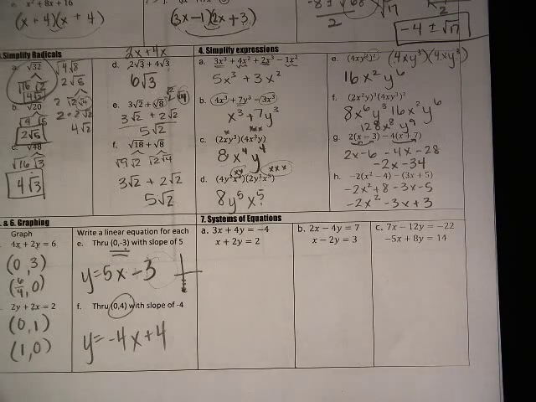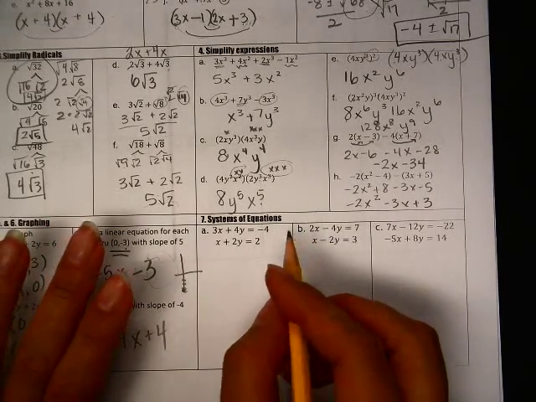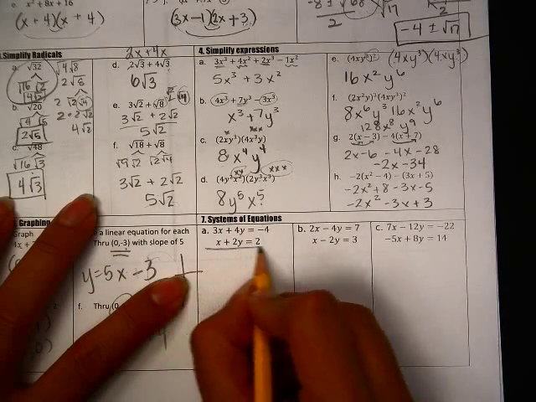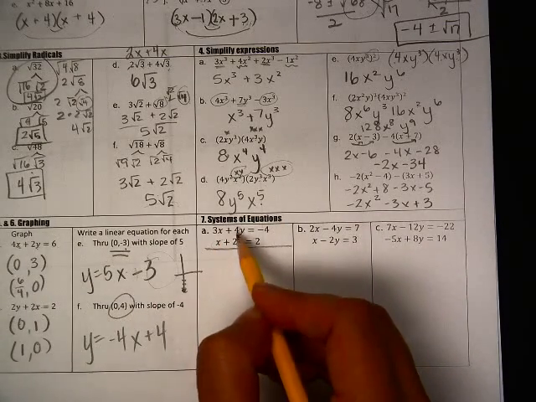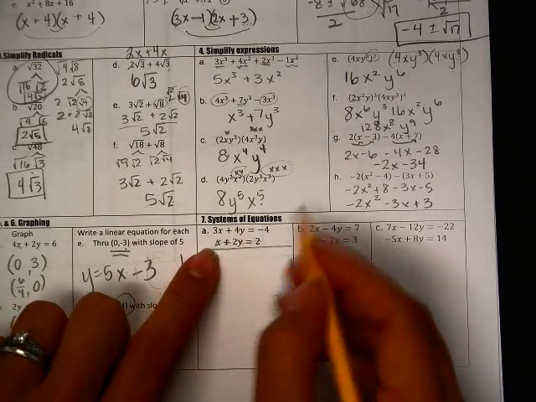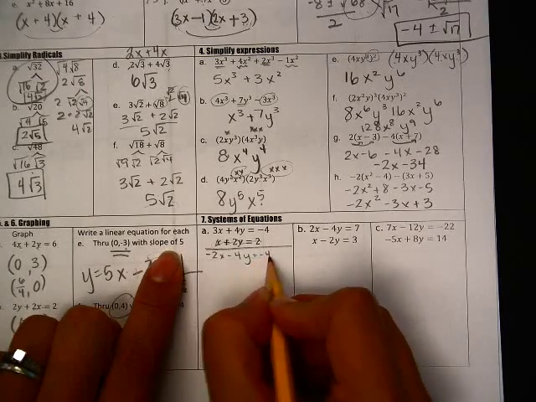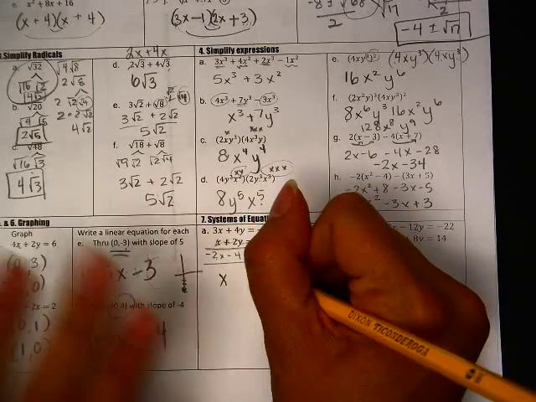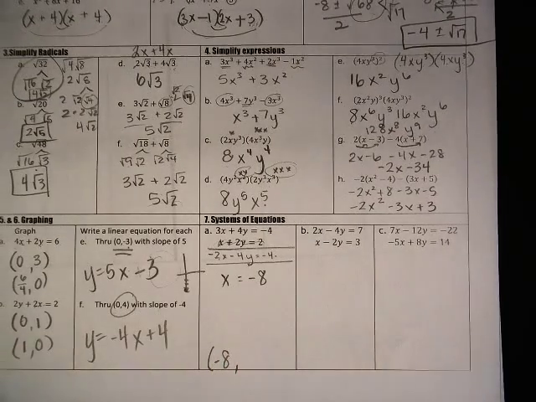Loads of different ways to solve these, but for this first one I am going to look at the combination method. It's already set up that way, and I see that if I multiply this whole thing by -2, then these will be opposites of each other. So this will be -2, -4, and -4. And if I combine these, the y's completely disappear, and I get x equals -8. So -8 is my x value.